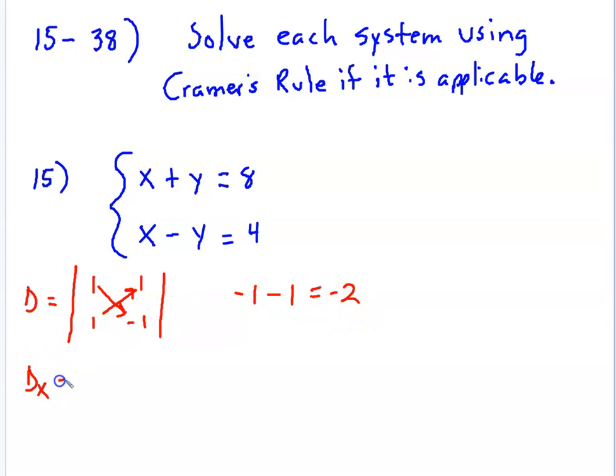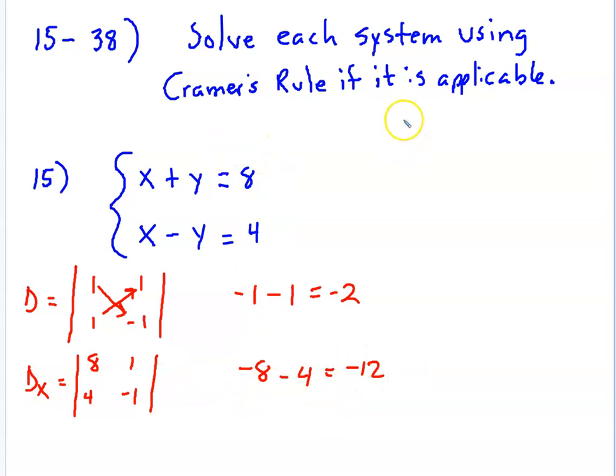Okay, now we're going to find a determinant called d sub x, and what this will be is we're going to take these constants, 8 and 4, and we're going to literally replace the x coefficients with these constants. So d sub x will be replacing the x's, the y's do not change. And we find this determinant. So this will be negative 8 minus 4, and that's negative 12. Well, that's the determinant called d sub x.